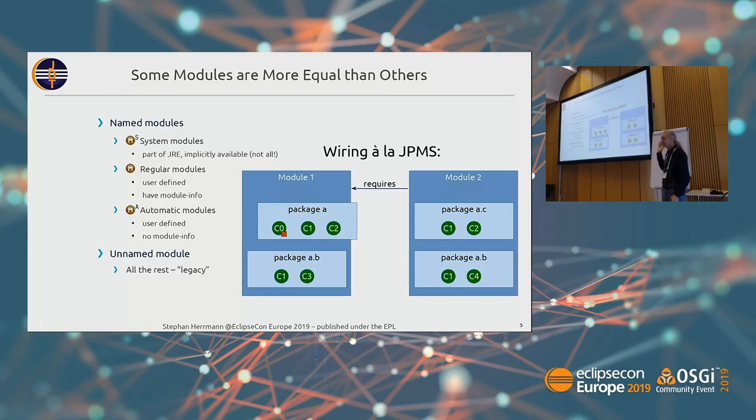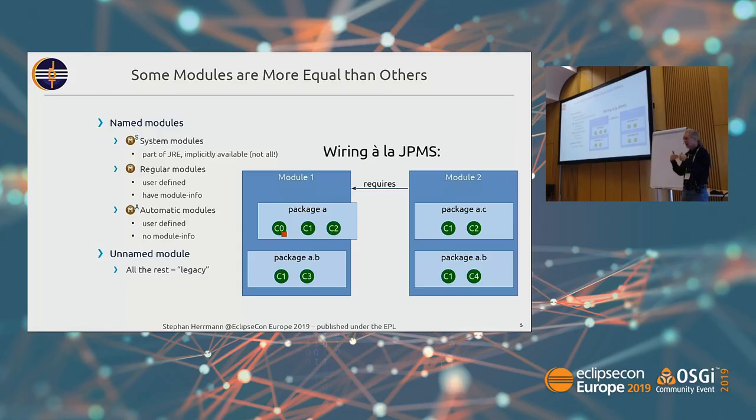Secondly, the client module, module 2, needs to have a dependency on the first module. In source code, it's written as requires. In the specification, it's often also termed as module 2 reads module 1. And if these two come together, then all the classes in module 2 will be able to access all the public classes in package A of module 1. So this is the modular universe.